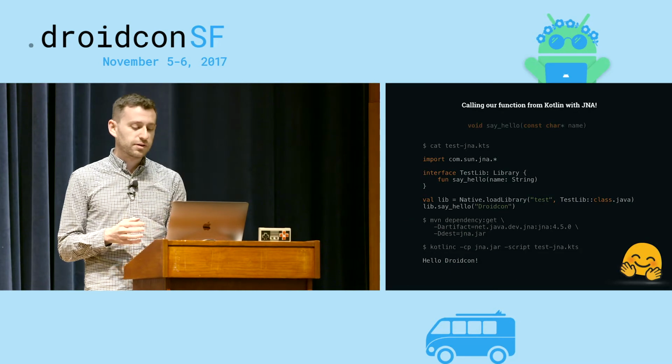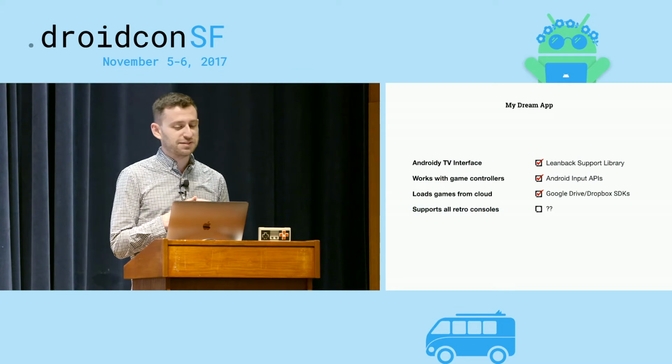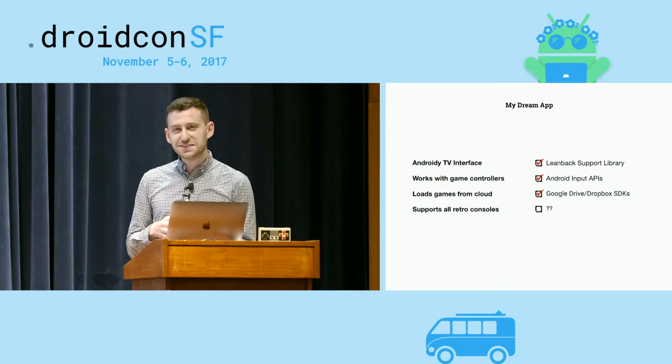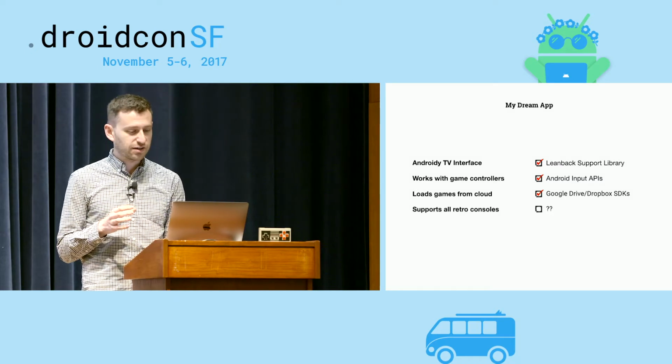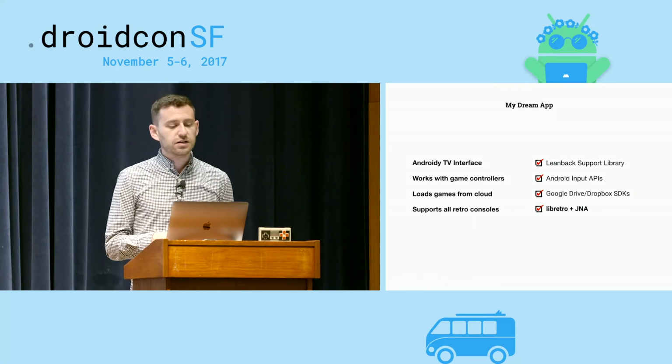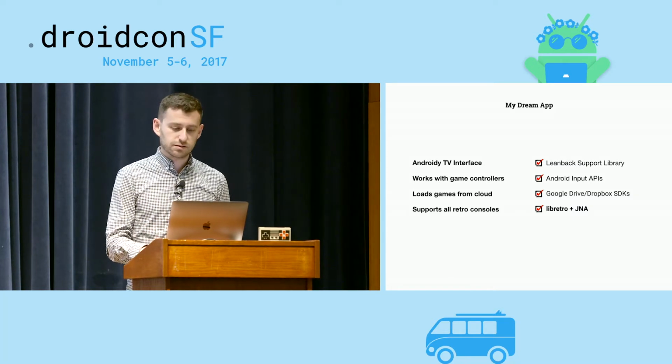So now, I think that the last missing piece of the puzzle for my dream app is starting to come into focus. It looks like we might have a solution for this last thing, which is a combination of libretro and JNA. So let's take a look at libretro now.